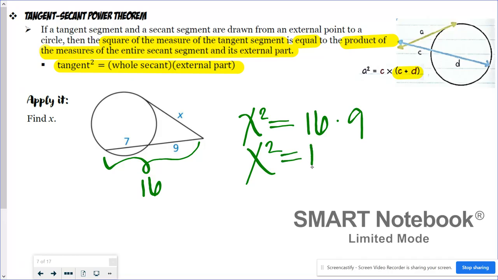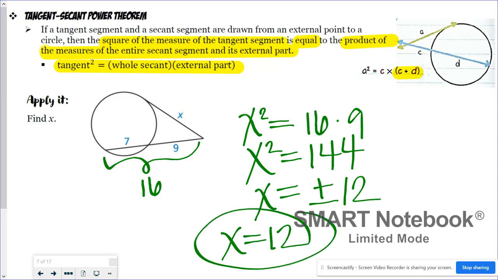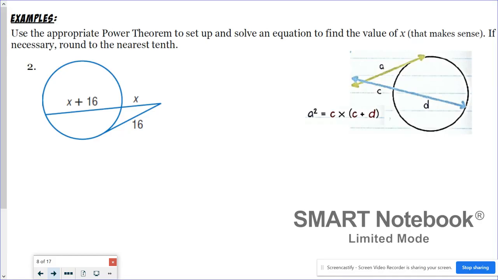So x squared is 144, which means x would be positive or negative 12, because algebraically there are two solutions. However, this being geometry, x is representing the length of a segment, so we're going to have to go with x is equal to 12. That problem really wasn't all that bad. So let's check out another one, one that has algebra in it, okay?